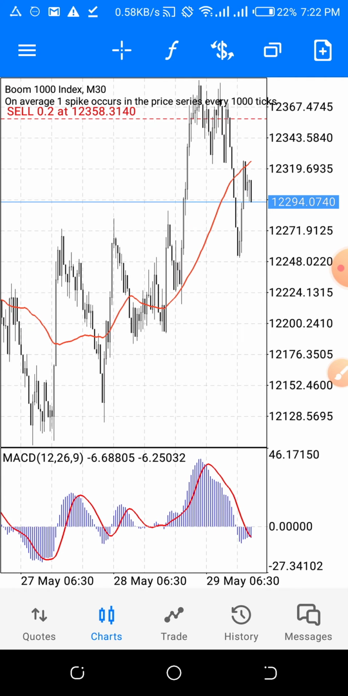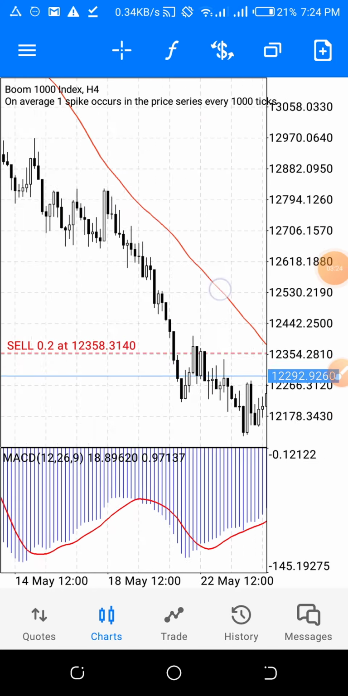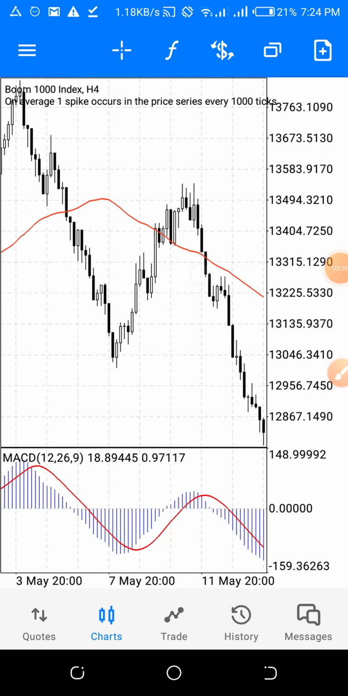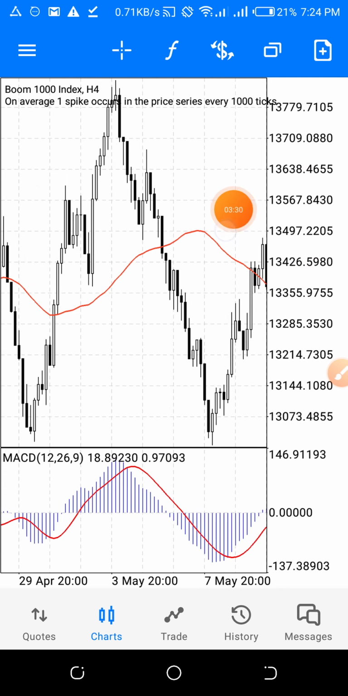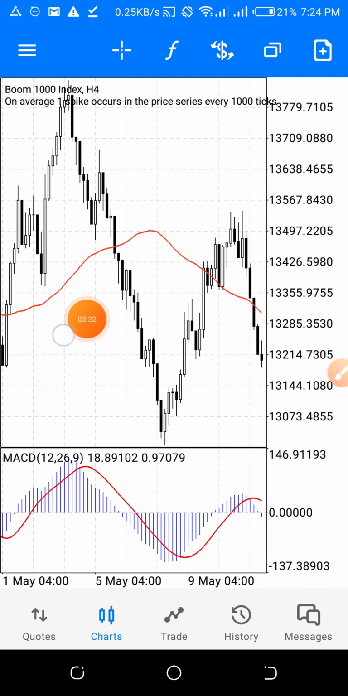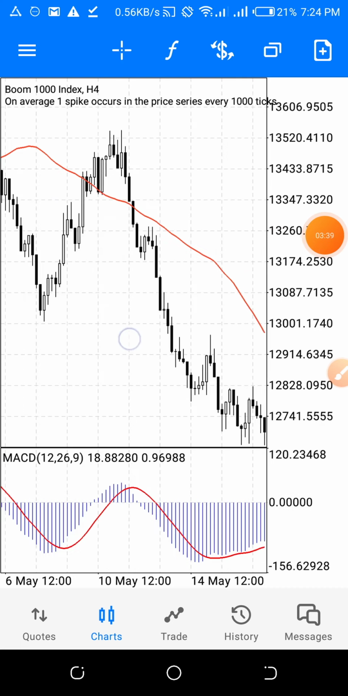So how do we trade with this? The way you trade with this is that anytime your moving average crosses over the chart, you go for a sell. When it crosses over the chart, you go for a sell.